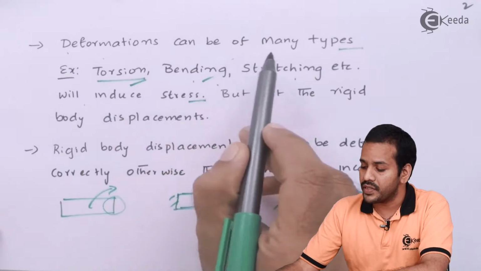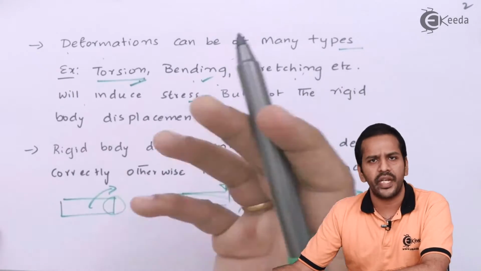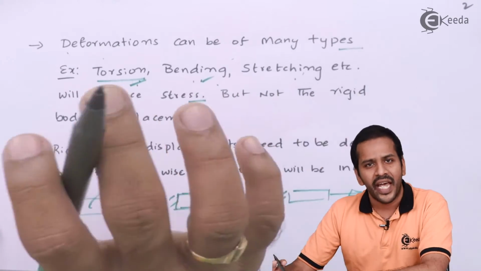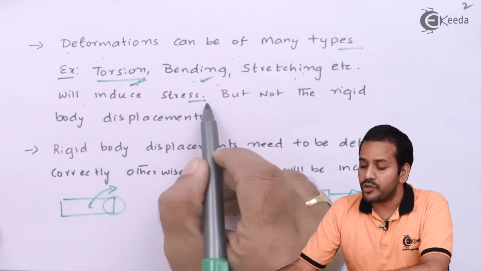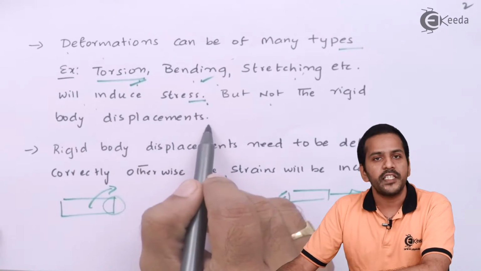All these deformations, torsion, bending and stretching, whatever the combinations of the loadings, whether you have a combination of torsion and bending and stretching, anything can happen, will induce stress, but not the rigid body displacements.